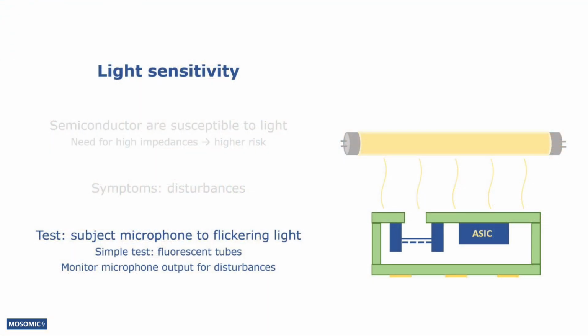In light sensitivity tests, microphones are subjected to a flickering light. In one of the simplest cases, the light can be a fluorescent tube that you can find on a table lamp or in the ceiling of the lab. The test can also be done in a more sophisticated way, with more accurately controllable light sources. Again, the output of the microphone is monitored for disturbances. In a light sensitivity test, it's important to distinguish between disturbances caused by light and, for example, electromagnetic phenomena.